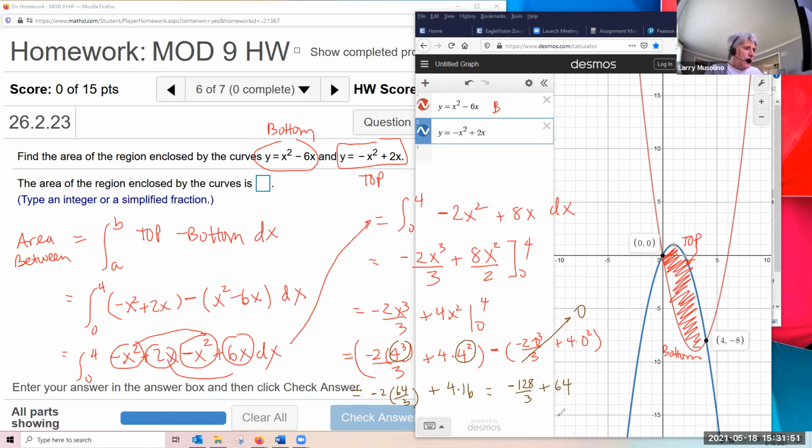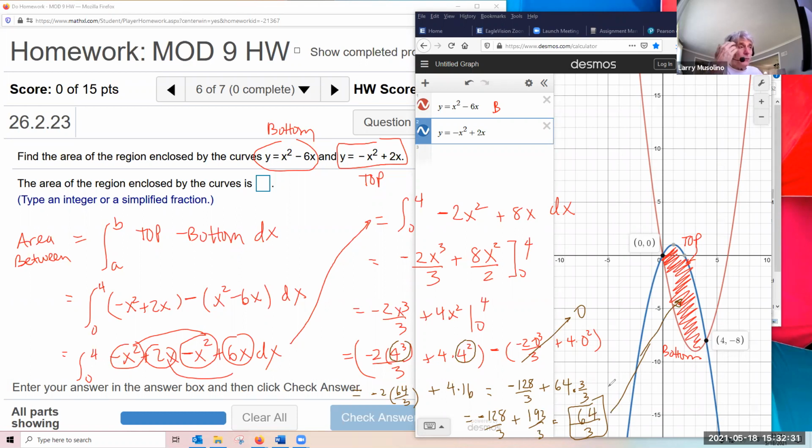All right, well, I probably want to get everything changed to be the common denominator. So let me go ahead and multiply this 64 times 3 over 3. So I'm going to end up with negative 128 over 3 plus 192 over 3. Finally, keep the denominator of 3, and I'm ending up with 64 over 3. So that's my final answer. So this area, this red shaded area, is an area of 64 over 3 square units.